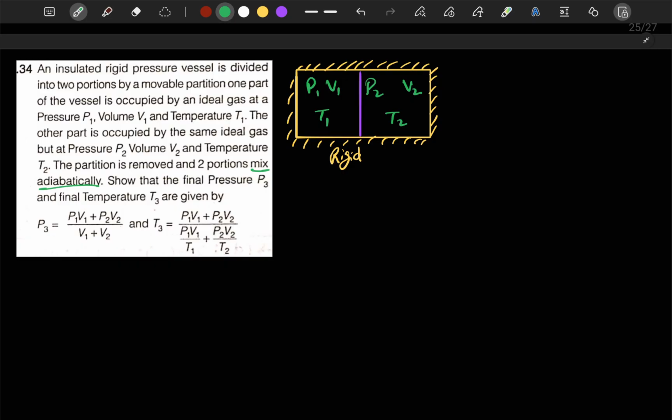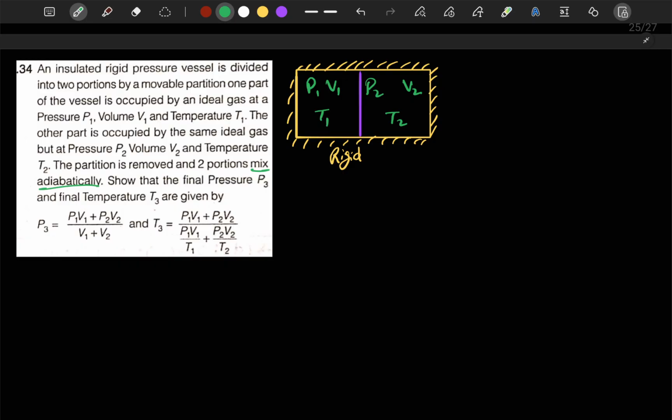So the first is you must use the equation of state, that is PV is equal to mRT. Second is you must use conservation of energy, and third is conservation of mass. So these are the basic points which you should know, remember, and always apply in cases of adiabatic mixing.